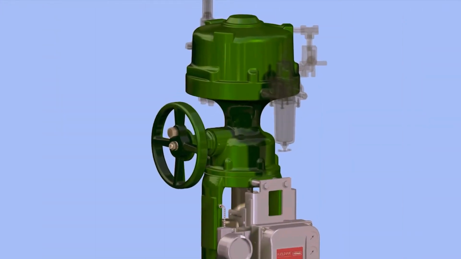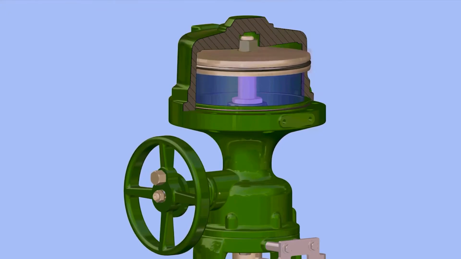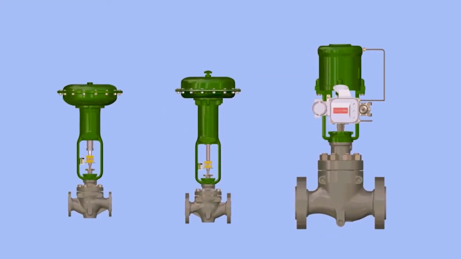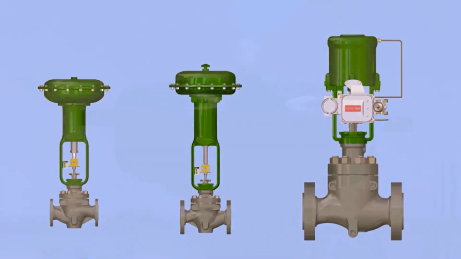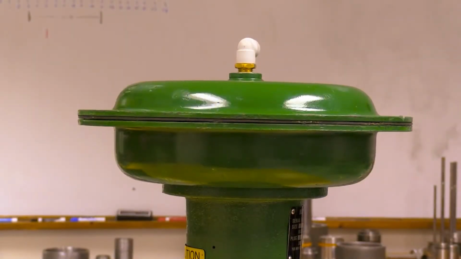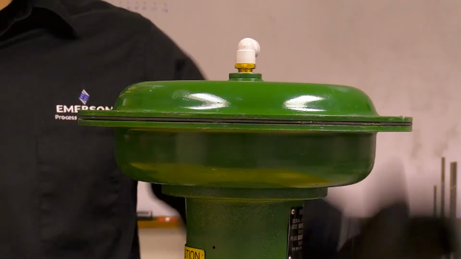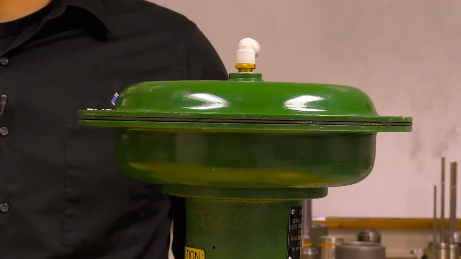The actuator is the power-operated device that allows us to move the valve and modulate fluid flow rates. As you can see here, actuators come in a variety of shapes and sizes to meet the needs of different valve applications. Upper and lower diaphragm casings house the internal components of the actuator and create pressure chambers that a pneumatic control signal can be applied to.